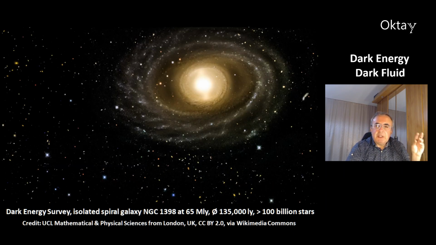This is a nice picture from the Dark Energy Survey. That's the isolated spiral galaxy NGC 1398 at 65 million light years distance. Its size is 135,000 light years, so it's bigger than the Milky Way, and it contains over 100 billion stars.